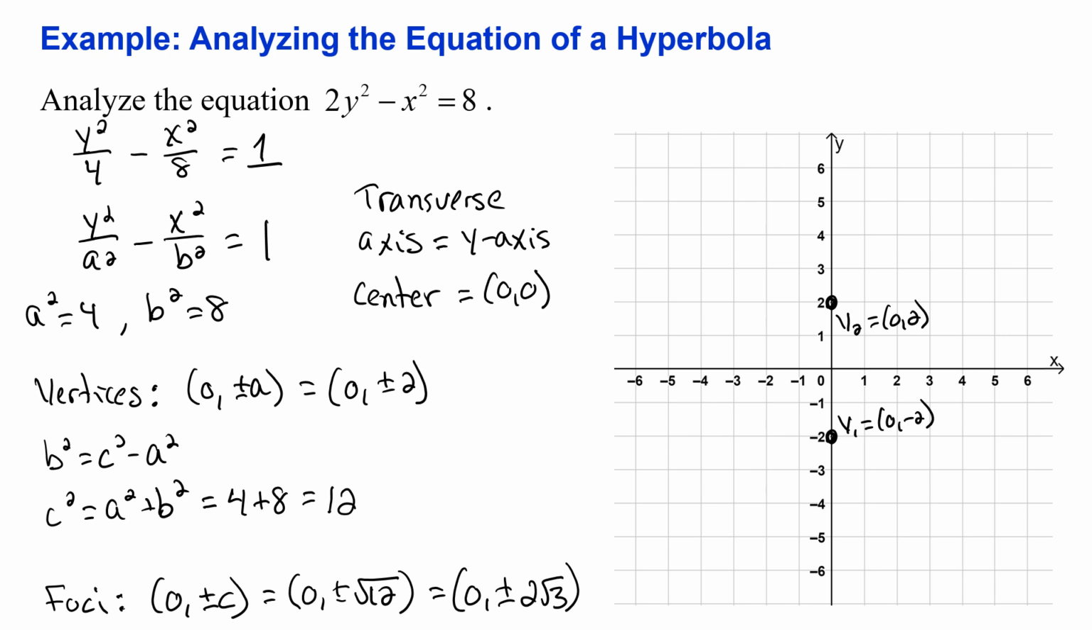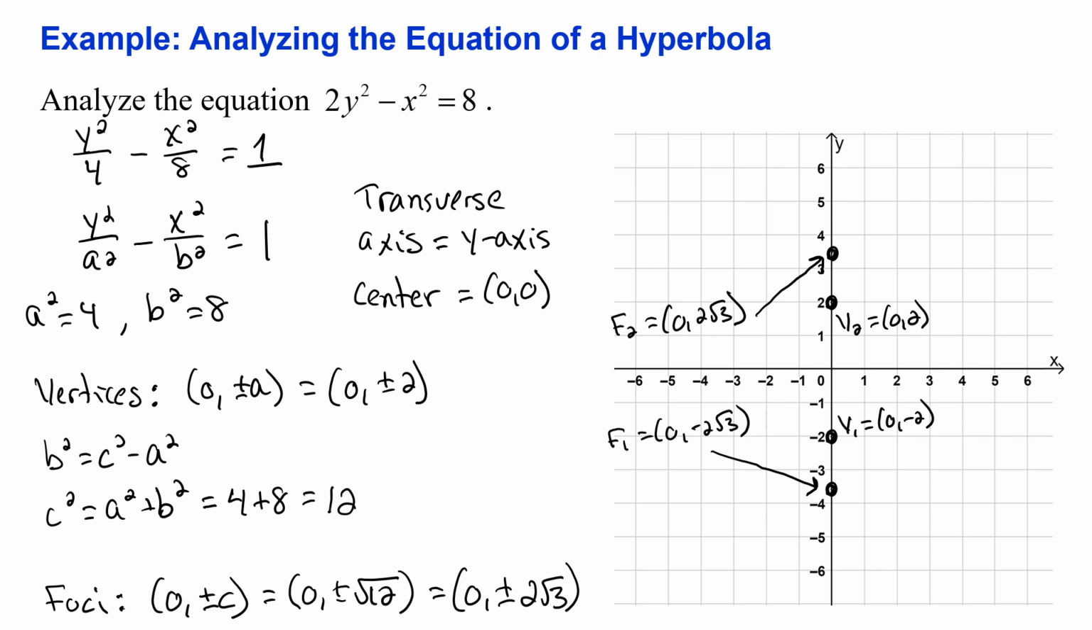Just to get an idea where these lie, we can use a calculator and find 2 square root of 3 to be approximately 3.5. So on our coordinate grid, let's plot f sub 1 at the point (0, -2 square root 3), and f sub 2 at the point (0, 2 square root 3).